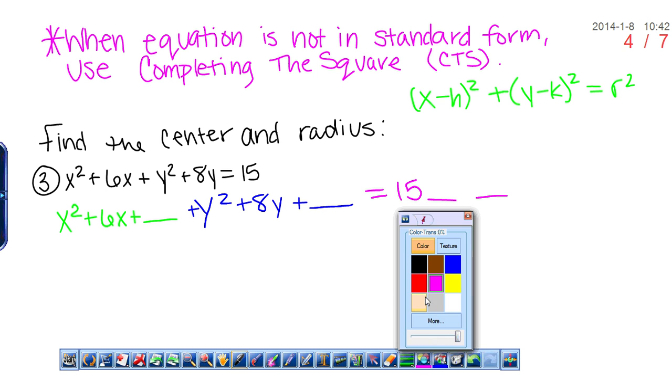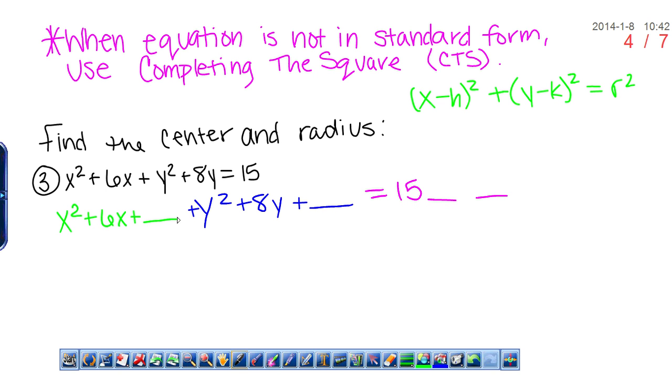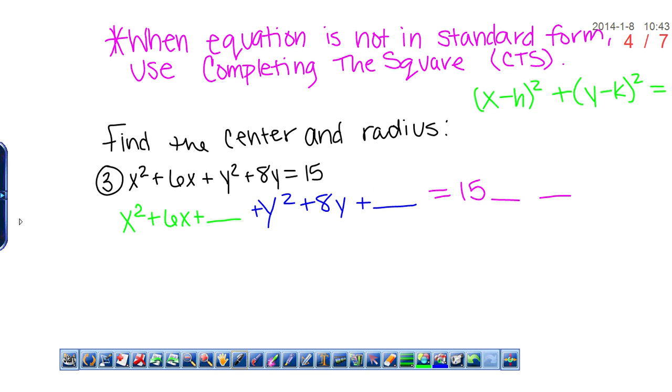All right, so let's start with the x's. I'm going to start by completing the square. So which value do I take? The 6. Good. I take my b value. I half it. I get 3. Box it. Square it. What do I get? 9. Okay. I write it.